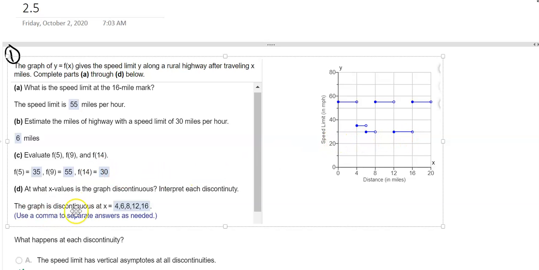Now it's asking, where is this thing discontinuous? Or where, if I'm drawing a line, do I have to pick up my pencil or stylus and have to move it? So it's wherever we have an open circle and a closed circle. This is what we call discontinuous. So I have 1 there, 2 there, 3 there, 4 there, and 5. As you can see, we end here. We do not have a solid one here. All right, so I put in those 5 that were happening at 4, 6, 8, 12, and 16.